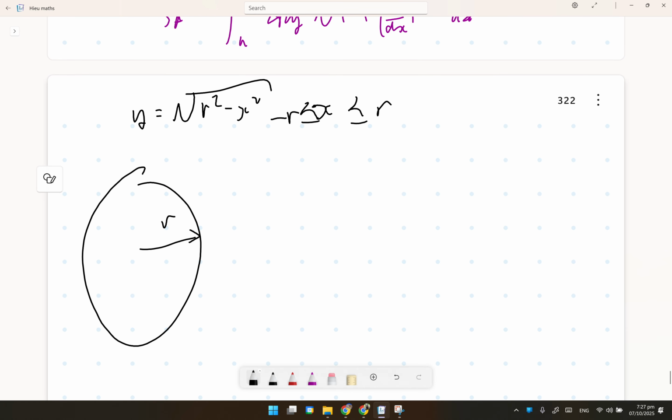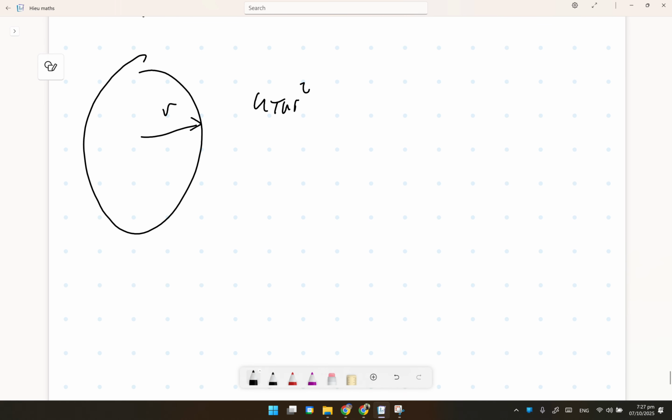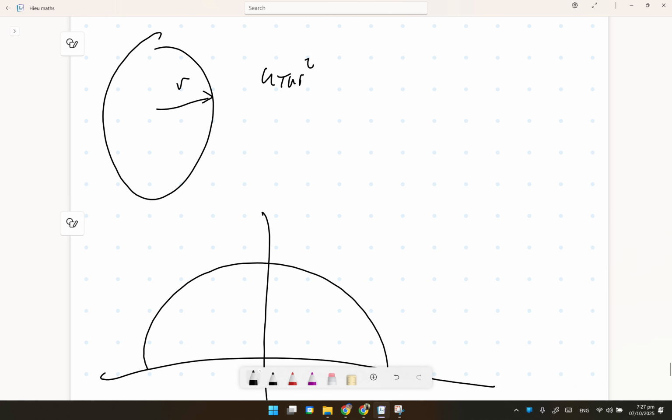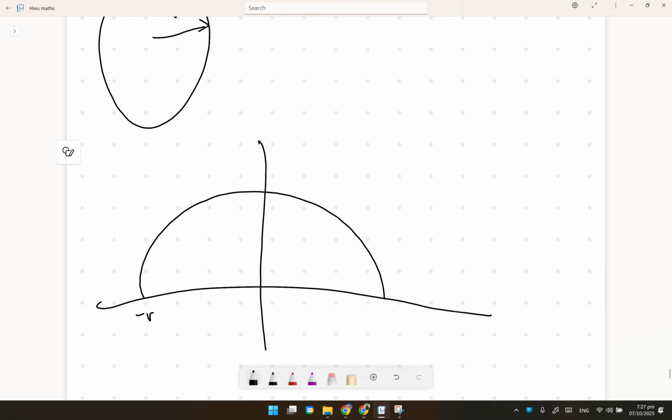So we know that the surface area of a sphere is always going to be 4 pi r squared. Let's draw this out. This curve is going to look something like this, where this is minus r, this is r, and this is going to be y equals the square root of r squared minus x squared.